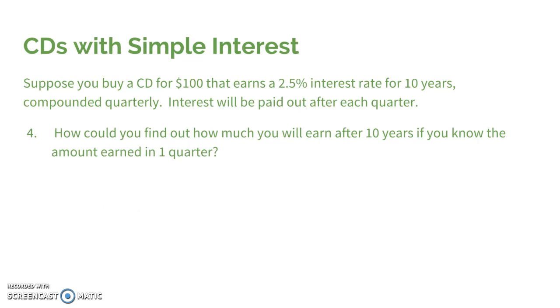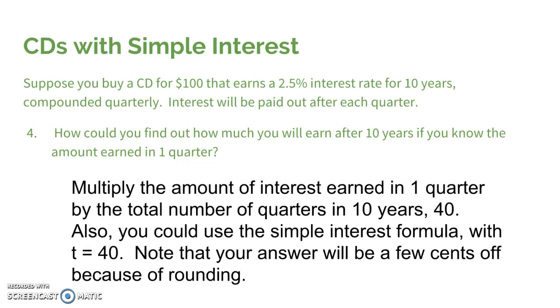What if I wanted to know how much interest I would earn after 10 years? Again, if we know the amount that is earned in the first quarter. So think about that for a minute. Can we use that 63 cents to help us find out how much we would earn in 10 years? All right, hopefully you've done that. You'll notice I would multiply the amount of interest earned in 1 quarter times the number of quarters in 10 years, which would be 40. 4 times 10. You could also use that simple interest formula and put a T equaling 40 in there. It may be a little bit different because of rounding, but it's going to be pretty close.